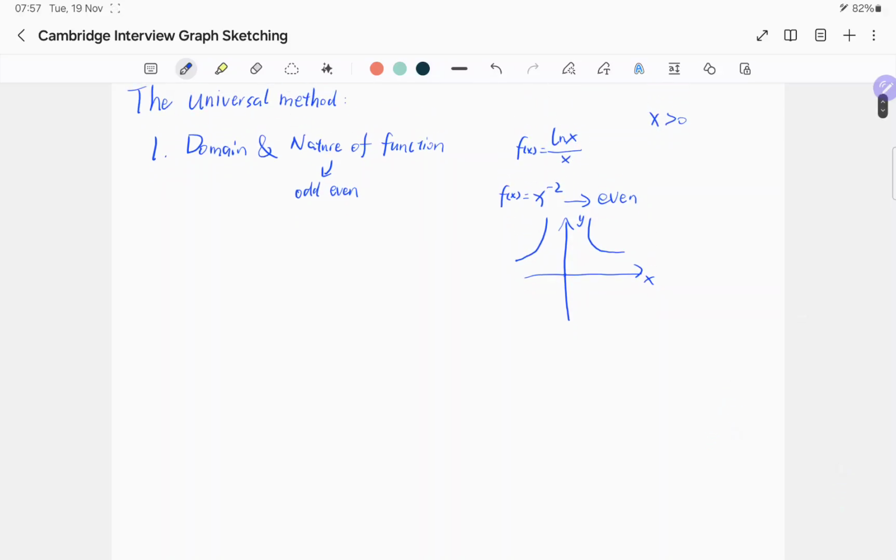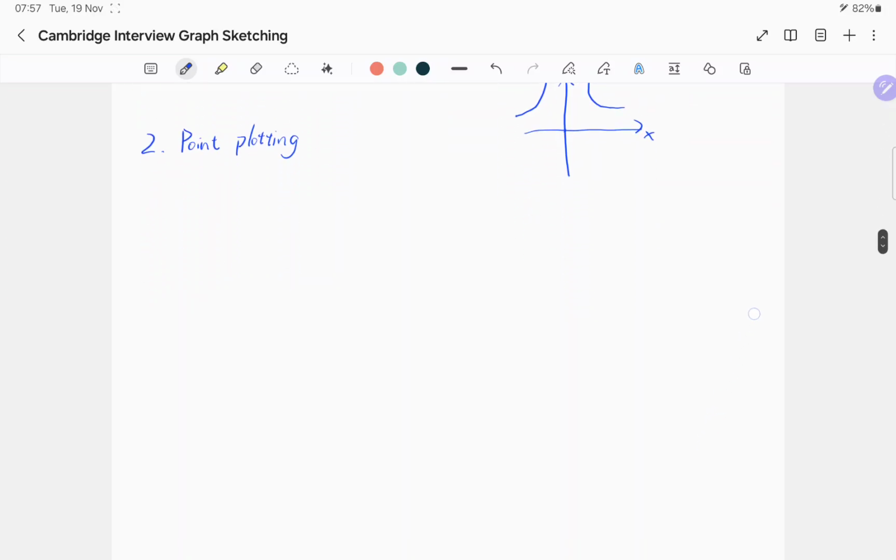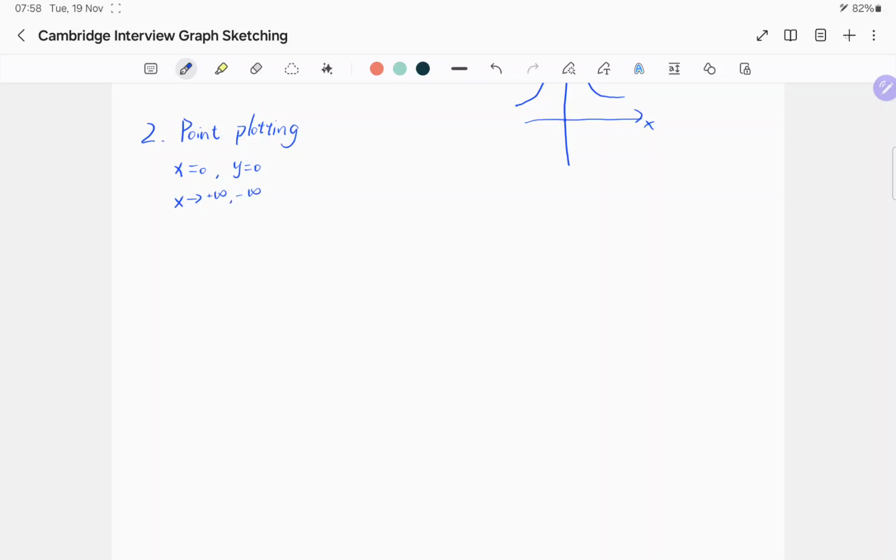Now, the second step is to plot the points. You might think this is really stupid to do, but actually, if you do that, it will be really helpful for you to sketch a graph. Sometimes you don't even need any further step to find the graph. Well, how do we do that? We want to find the value when x equals 0, y equals 0, and when x approaches positive infinity and negative infinity. These are the four points we're trying to find.